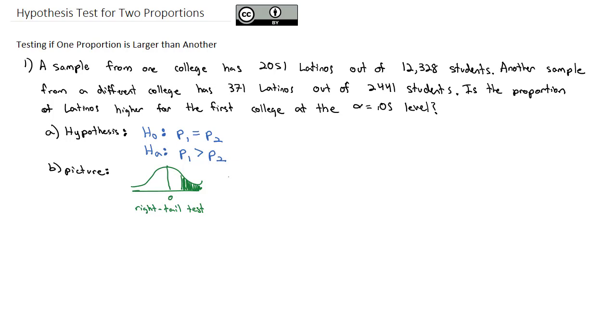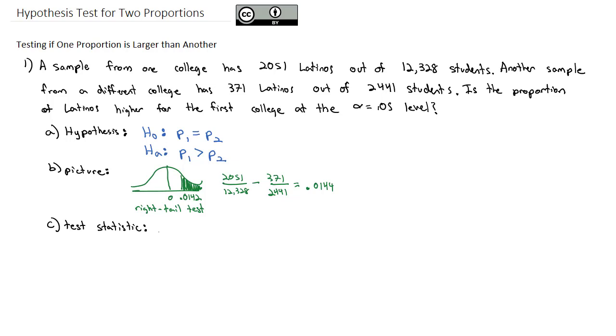So college 1 would have 2,051 out of 12,328. And we subtract the second one, the one on the right, which is the college 2, the 371 out of 2,441. And when I do that, I get a proportion of 0.0144, which does in fact stick me in the right tail because it's bigger than our mean of 0. Then we go through all the calculations to find the test statistic. And you might remember that with the test statistic, it does take a few more steps when we're working with two proportions.